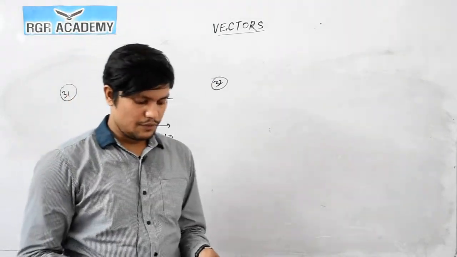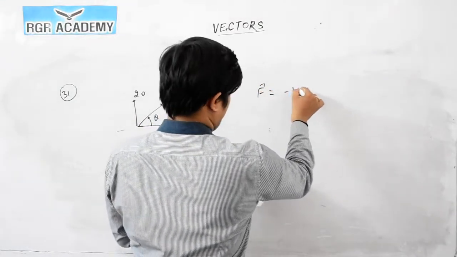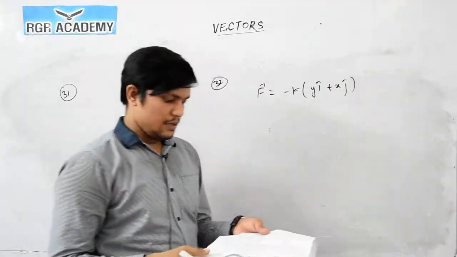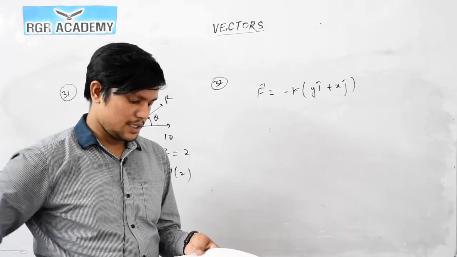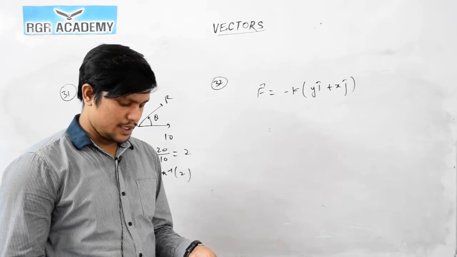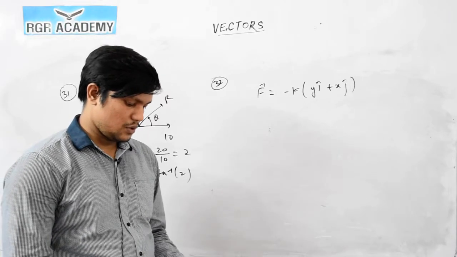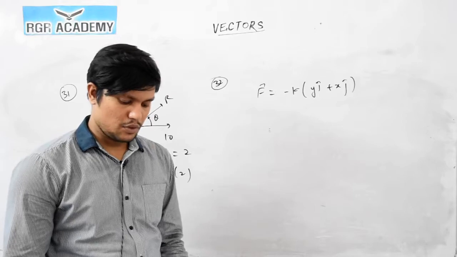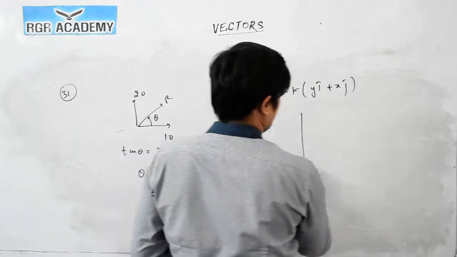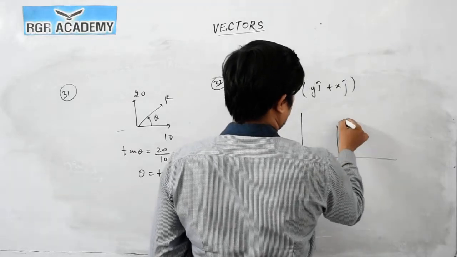In question number 32, a force is given as minus k y i cap plus x j cap, where k is positive, acting on a particle moving in the xy plane. Starting from the origin, the particle is taken along the positive x axis to the point a comma 0, and then parallel to the y axis to the point a comma a. They are asking the total work done by the force on the particle. Initially the particle is taken to the point a comma 0, then from this to a comma a.